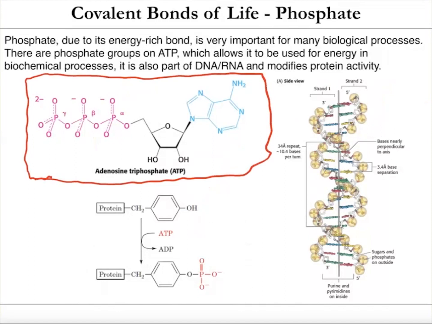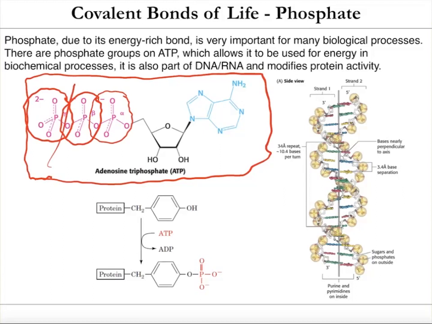So if that didn't make any sense to you, don't worry too much about it. So this is ATP, and basically it has these phosphate groups here. And it's an energy-rich molecule because these are very unstable. You can basically break one of these phosphate groups off and release it, and that releases energy. So these phosphate groups are really important to transform energy in your body.